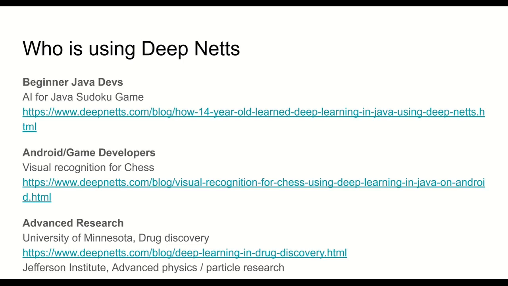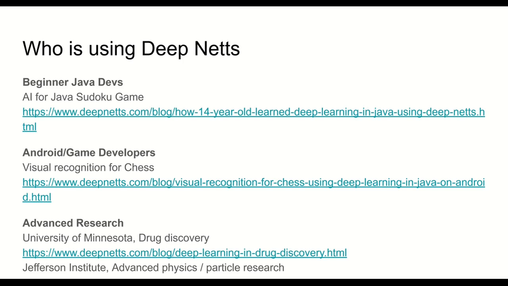Another use case, a visual chess recognition application, performs recognition of chess pieces on the screen, and it is, as mentioned, working as an Android app. And for this use case, DeepNets had a very important advantage over other alternatives because it was much smaller, 60 times smaller, because it did not have native dependencies.